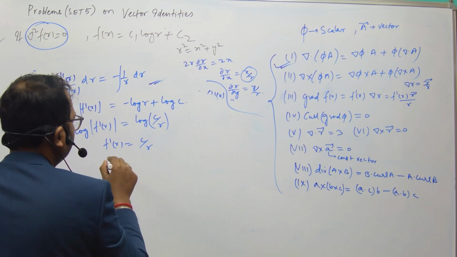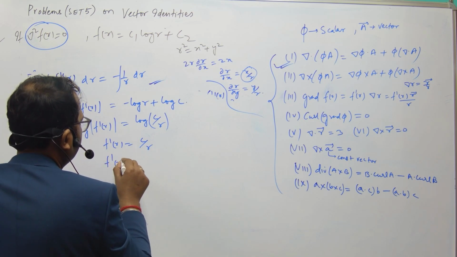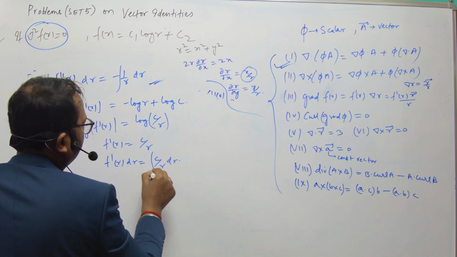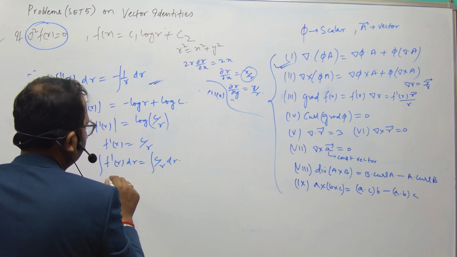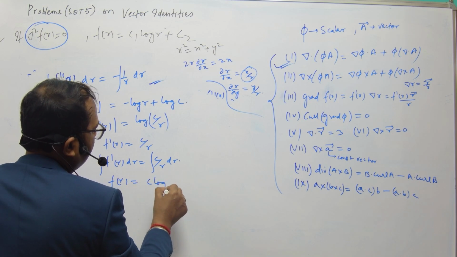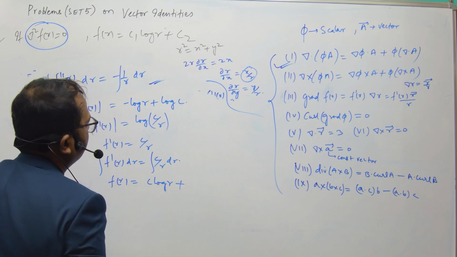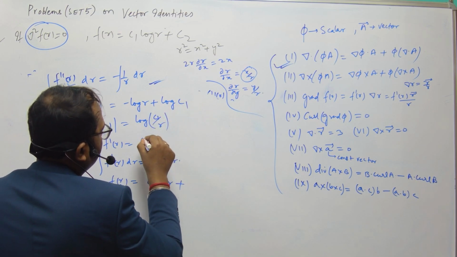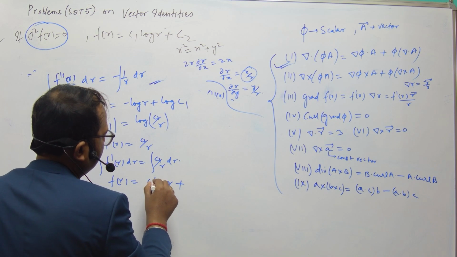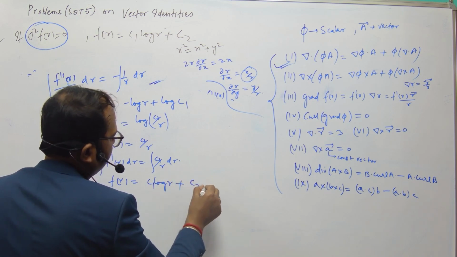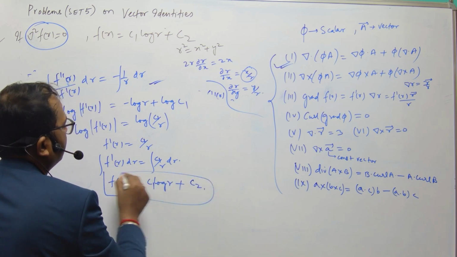Let us integrate this further. So we have the integral of f dash r dr is equal to the integral of c upon r dr. Let us integrate this. This is f of r is equal to c log r plus, let us take this c as c1. So this is equal to c1 log r plus the constant, which is the result that we have to show.